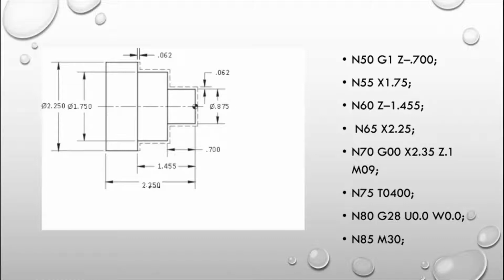M09 is the coolant off. N75 is the sequence number and T0400 is again the tool number. N80 is the sequence number, G28 is the home position, U and W represent the X and Z axis, that is 0, 0. N85 is the sequence number, M30 is the end of the program.